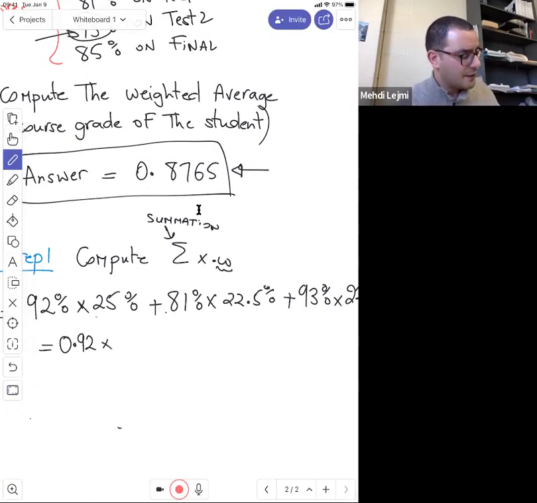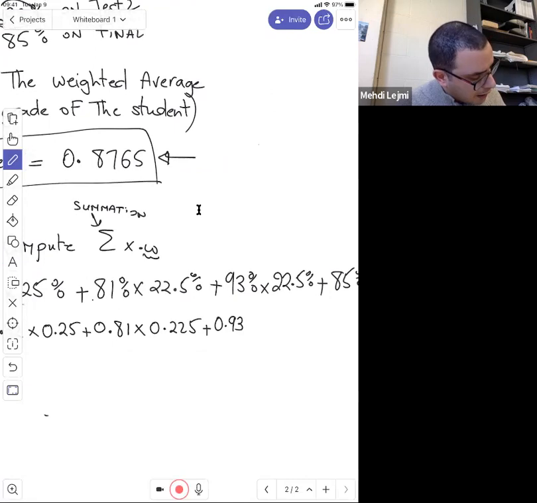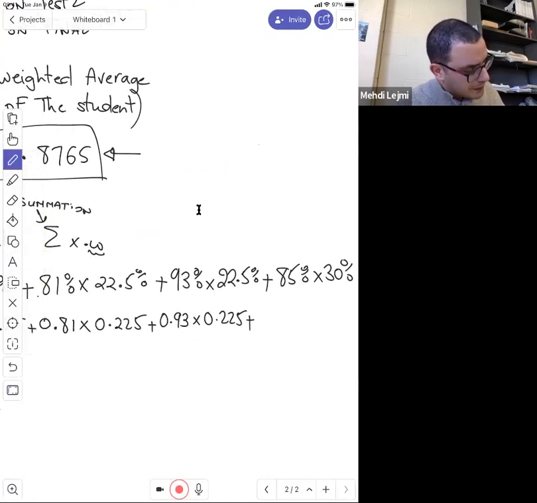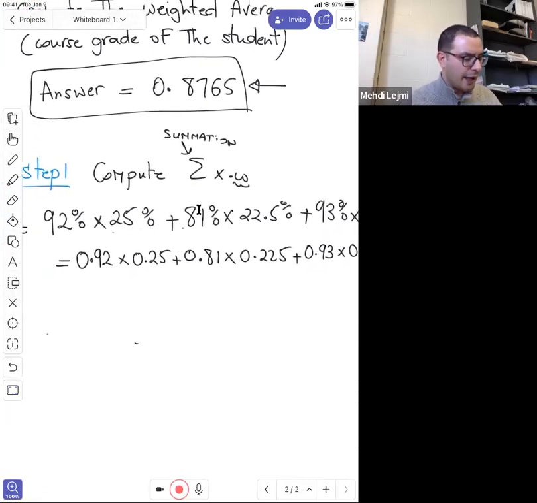25 divided by 100, that's 0.25, right? Et cetera. So 81 divided by 100, that's 0.81, times 22.5 divided by 100, that's 0.225, plus 93, so that's 0.93 times 0.225, plus 85, so that's 0.85 times 30 over 100, that's 0.30. So I divide by 100. Right now I have my decimals.